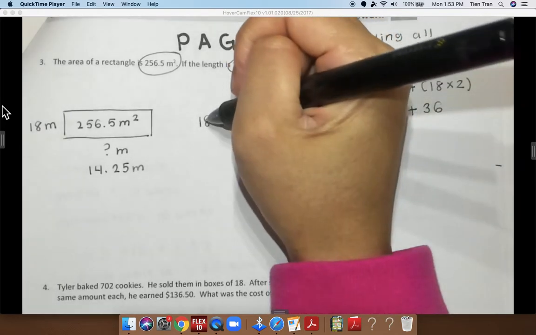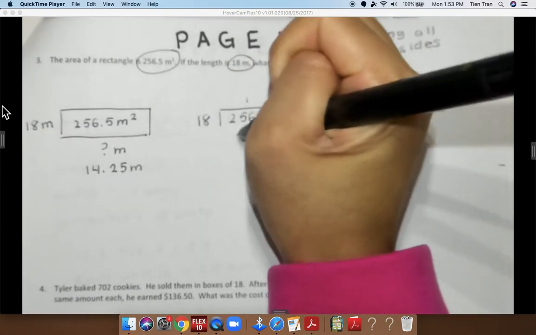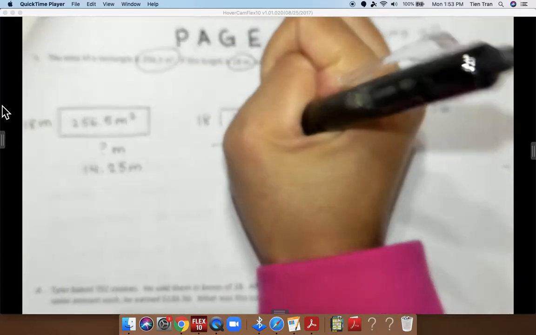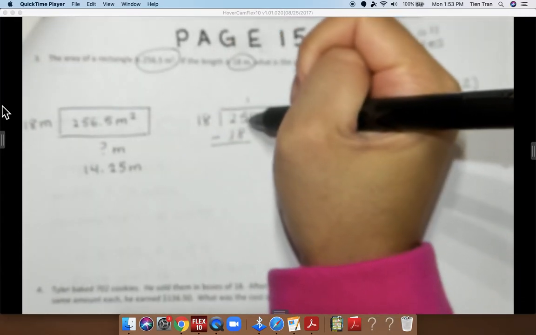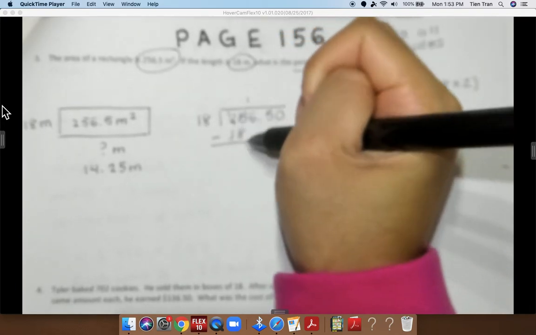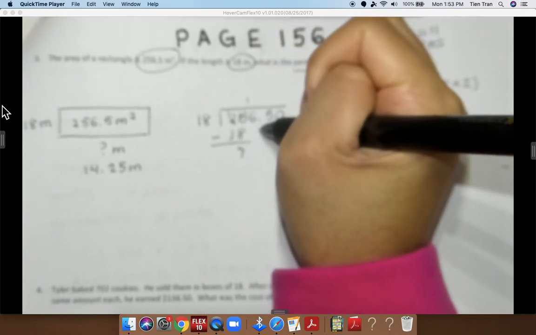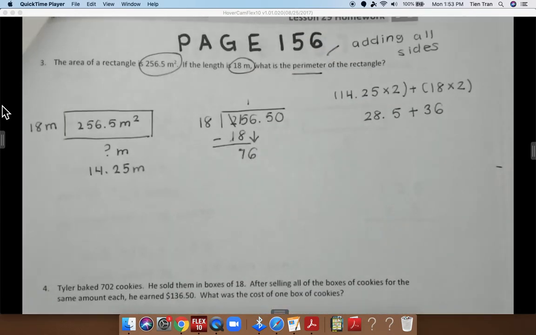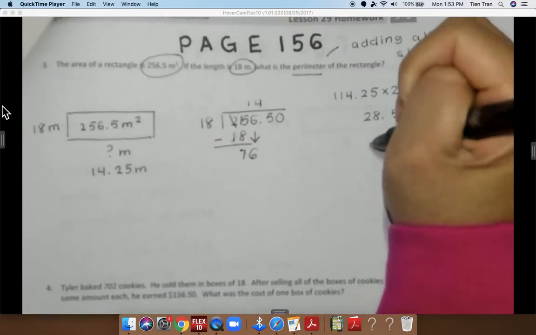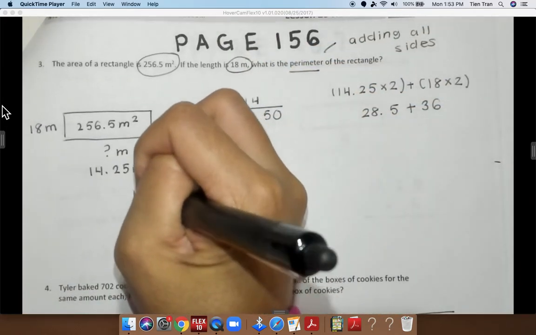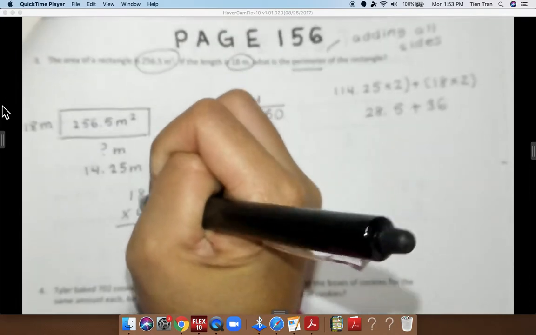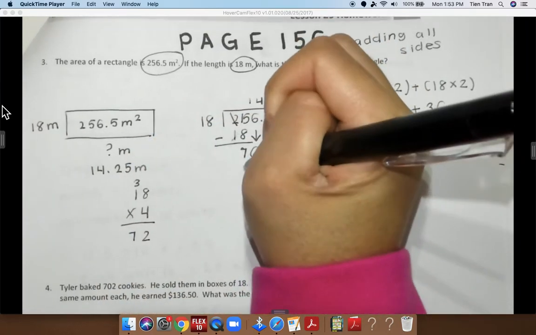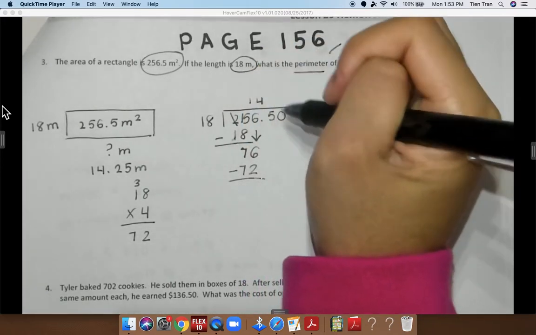I'm figuring out how many times can 18 go into 25. 1 time. Now I can't subtract 5 minus 8, so I'm regrouping. 15 minus 8 is 7. Bring down your 6. How many times can 18 go into 76? I'm going to try 4 times. So let's see. I'm going to multiply right here. 18 times 4. 8 times 4 is 32. 4 times 1 is 4. Plus 3 is 7. I get 72, which is very, very close.